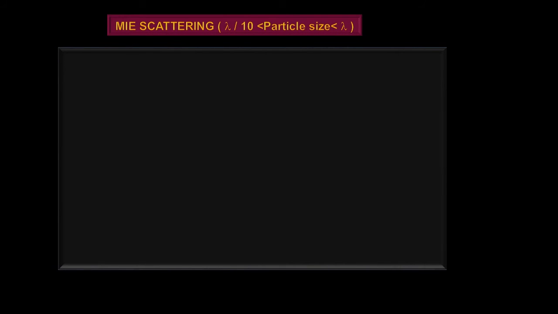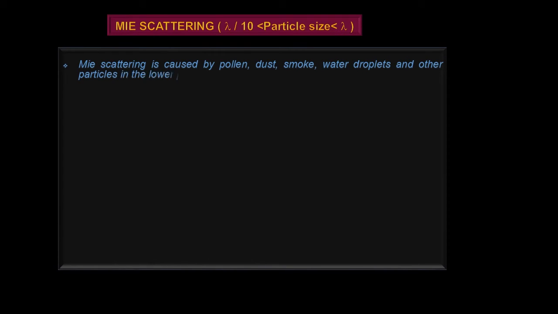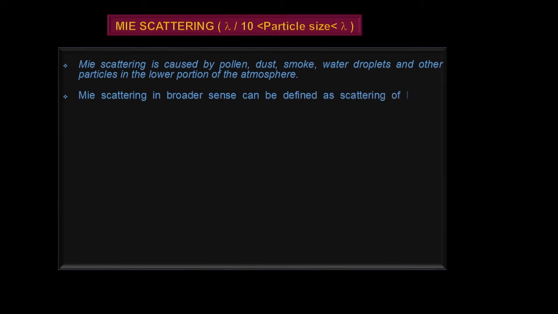The salient features regarding Mie scattering are given here. Mie scattering is caused by pollen, dust, smoke, water droplets and other particles in the lower portion of the atmosphere. Mie scattering, in a broader sense, can be defined as scattering of light by spherical particles of any diameter.